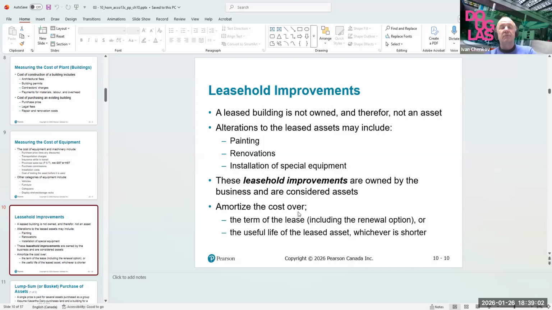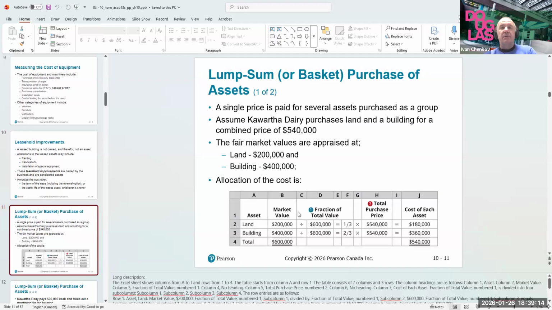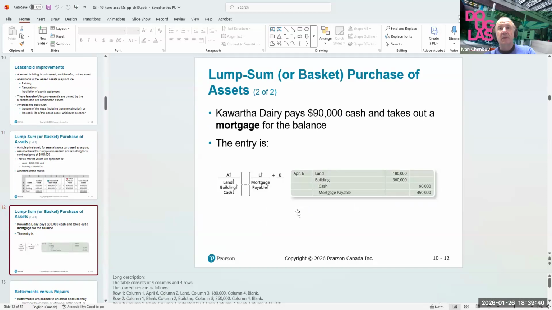How are we going to recover the cost? We're going to amortize the cost over the term of the lease, including the renewal option, or the useful life of the leasehold improvement, whichever is shorter. We saw the example when we purchase a basket, meaning more than one asset, where the individual market values are higher than the combined purchase price for those assets. Then we're going to use the proportional method, allocating the price that we paid based on the proportion of each asset, and then record the assets as long-term assets.